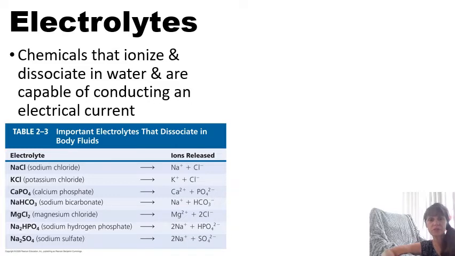Electrolytes are important because as they dissociate or come apart in water, they're actually capable of conducting an electrical current. There are many different types of electrolytes that dissociate or come apart in body fluid, including sodium chloride, potassium chloride, calcium phosphate, sodium bicarbonate, magnesium chloride, sodium hydrogen phosphate, and sodium sulfate. When placed in water, the electrolytes you see on the left will dissociate in water, releasing those charged ions that you see on the right.